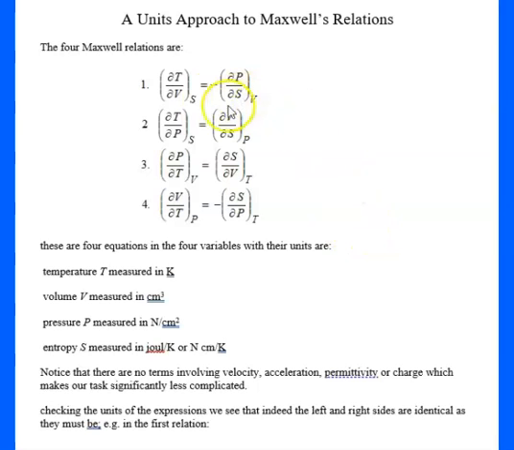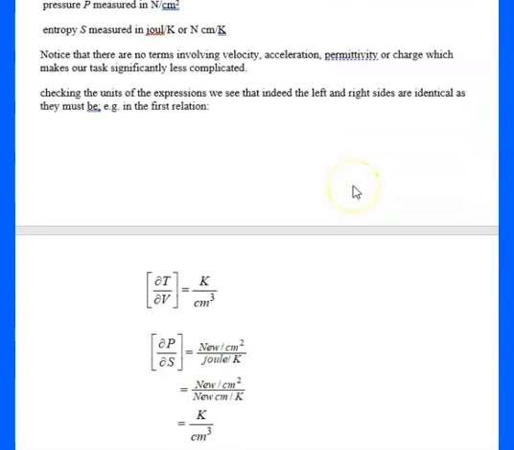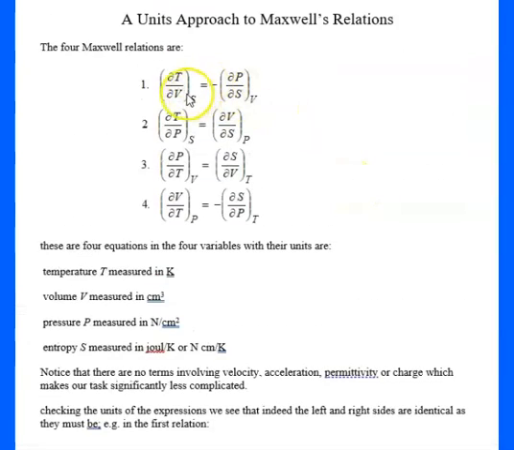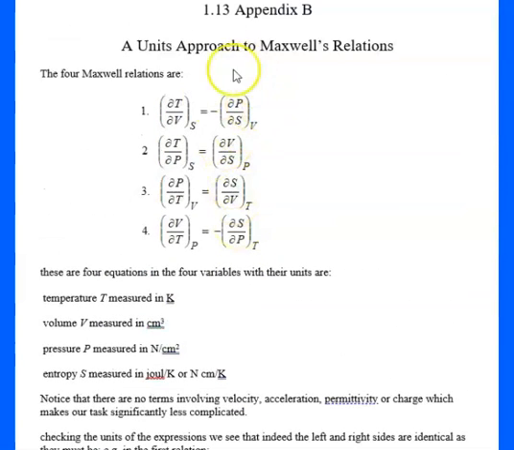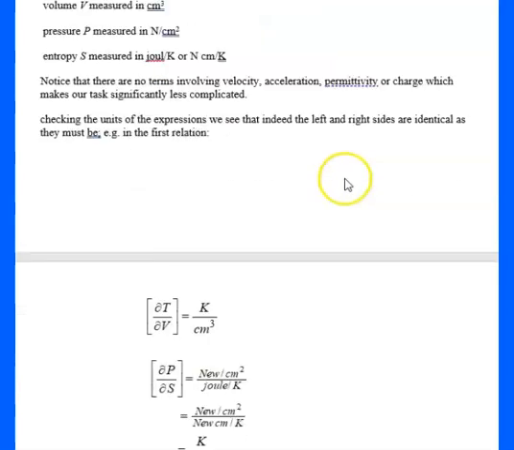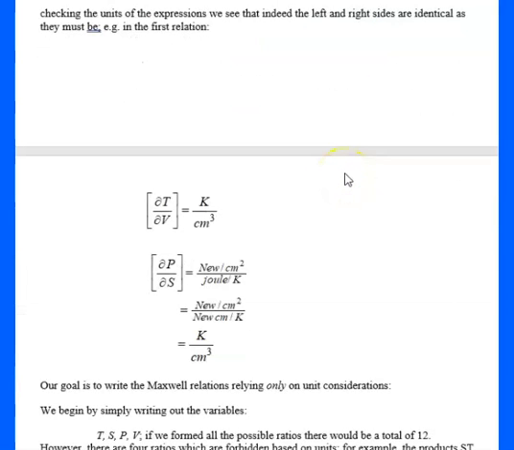Let's check it out with the first relationship, number 1. So we have partial T with respect to V, or T over V. So let's check the units of T over V. T, of course, is in Kelvin. V is in cubic centimeters. So we want to check and see if the units P over S also are in Kelvin per cubic centimeter.